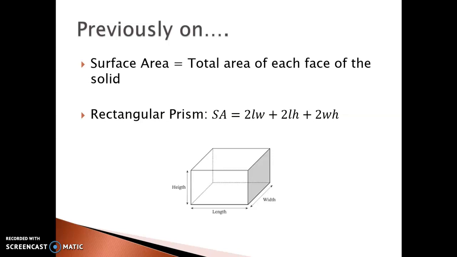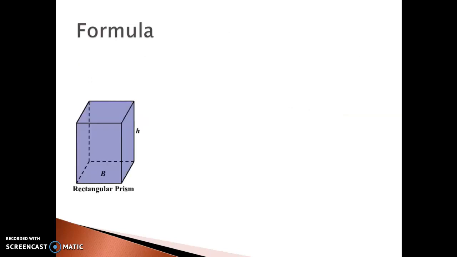But the issue with this is that it will only find the area of a rectangular prism. There are different prisms out there, triangular, trapezoidal, so we want to be able to find the area of any prism. So our new formula today that we're going to make sense of is the surface area of any prism is 2 times capital B plus capital P times H.